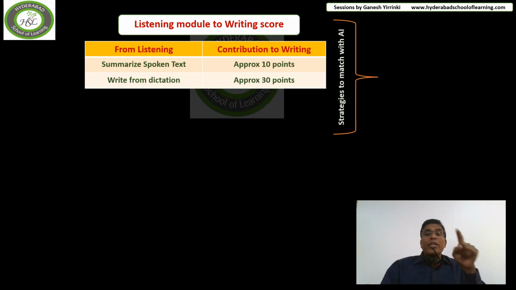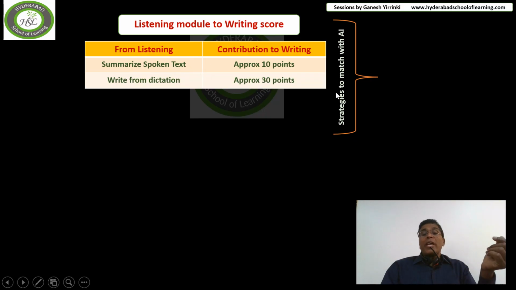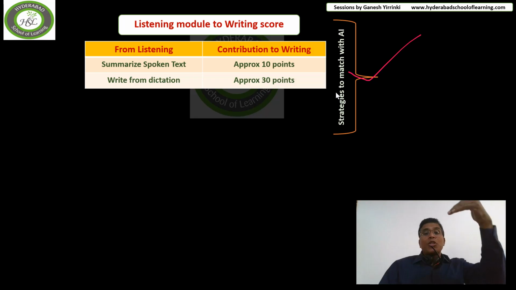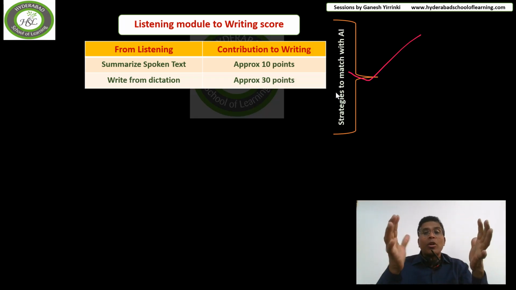Also, your writing score depends upon your listening performance. In the listening module, there are two questions. One is called summarize spoken text. The other one is write from dictation. These two questions contribute heavily towards your writing score also. I will show you that when I talk about the listening module. So a heavy contribution comes from listening to the writing score. Your writing score does not come only from writing performance. It also comes from the listening module.